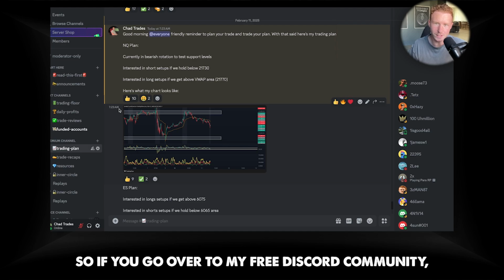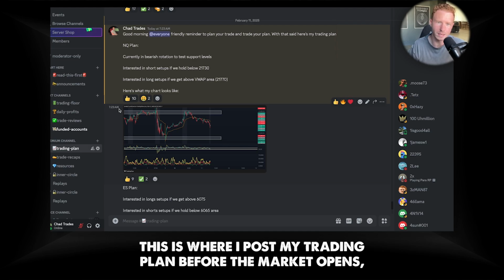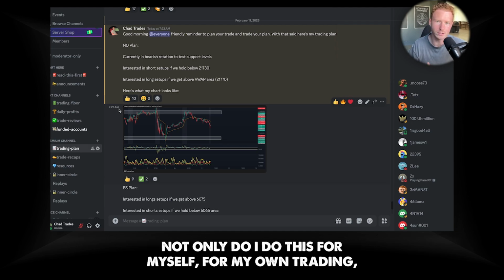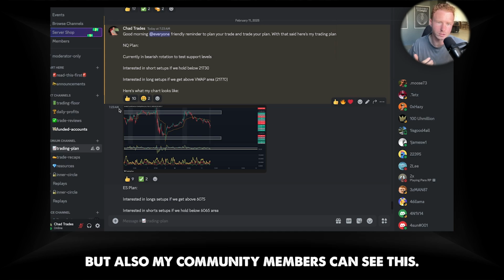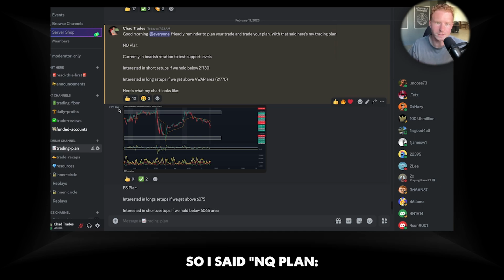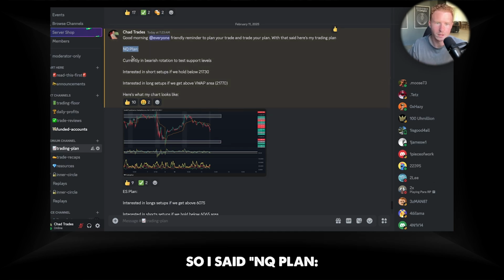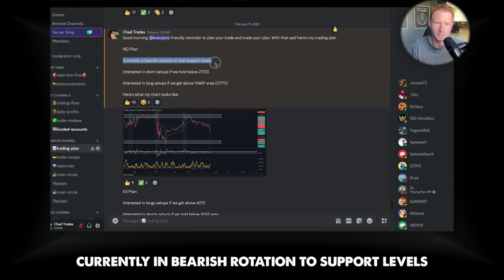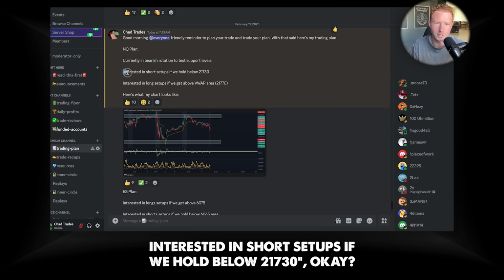So if you go over to my free Discord community, this is where I post my trading plan before the market opens. Not only do I do this for my own trading, but also my community members can see this. So I said, in Q plan, currently in bearish rotation to test support levels, interested in short setups if we hold below 21,730.